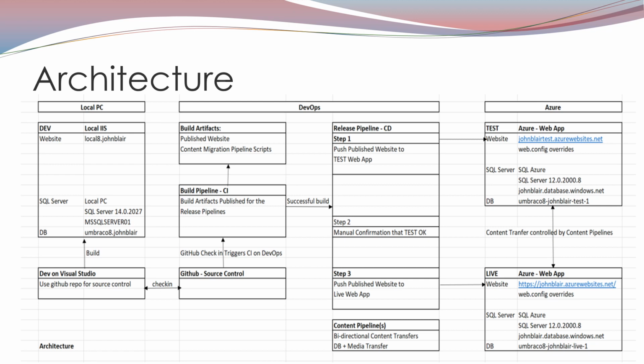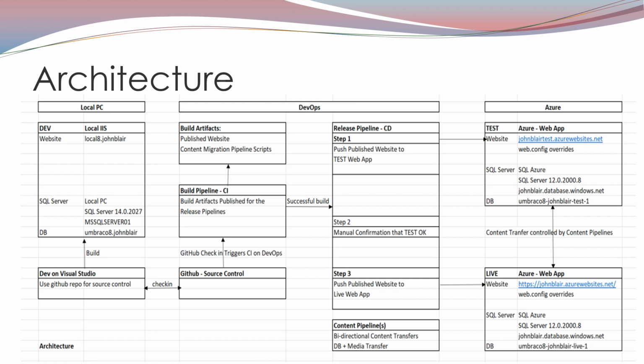The diagram on screen shows the overall architecture for the application. We develop on the local PC against IIS using a SQL Server database. We store our code in source control, a GitHub repo. We use DevOps then to automate the build and the release process to the Azure test and live websites.